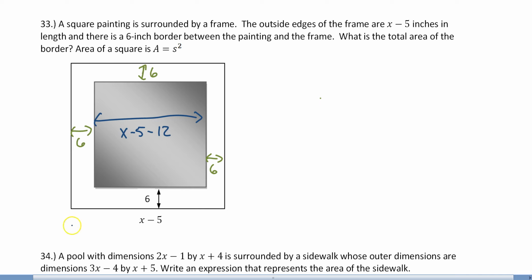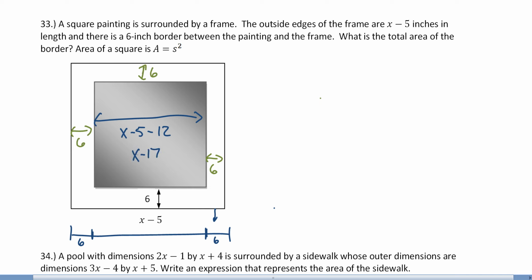Okay, and here's why. From here to here is x minus 5, but if I take 6 off of this end for the border, and I take another 6 off of this end for the border, really what I had was x minus 5, but I've taken 6 away from each end. I'm taking away a 12. Okay? And so the dimensions of my picture are now going to be x minus 17.